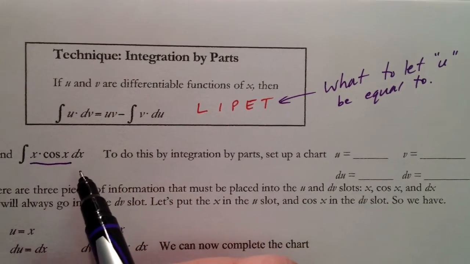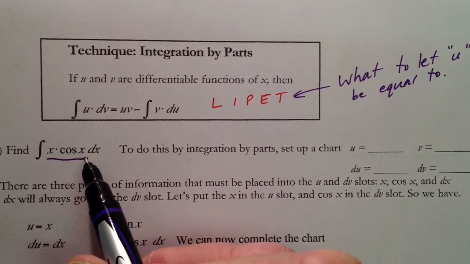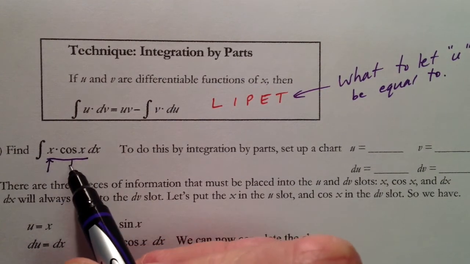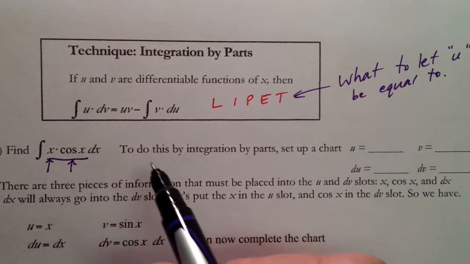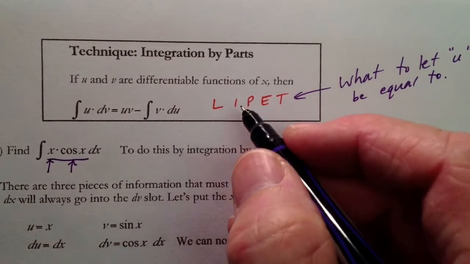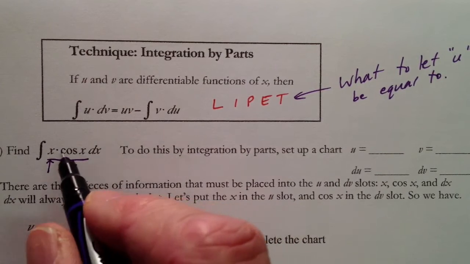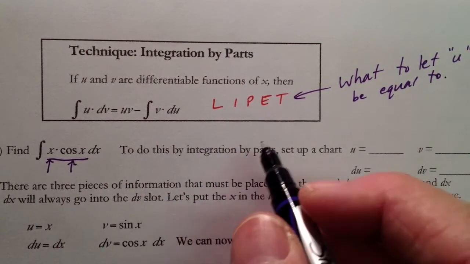So if we look at this first example here, x times cosine x, we've got a polynomial function in x, and we have a trig function in cosine x. Okay, so let's look at the acronym and then we'll look at how to find our antiderivative here using integration by parts.